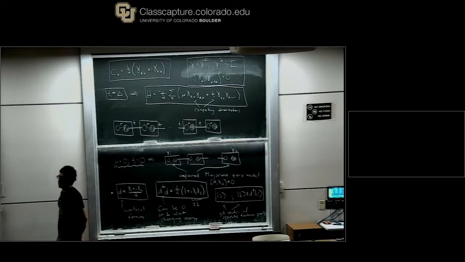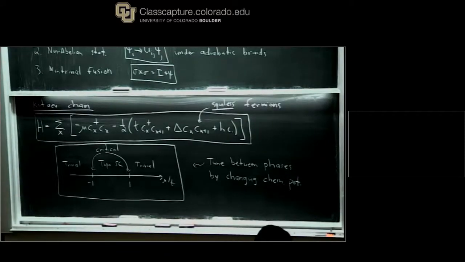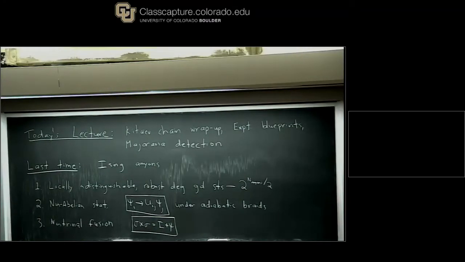So let me start by just reviewing some stuff that we did last time that will be useful for what we do today. At the beginning of last time, I introduced Ising non-abelian anyons in a rather general way. I mentioned that there are three key defining characteristics that those kinds of particles exhibit. First of all, as you start populating them into your system, one gets a space of locally indistinguishable, robust, degenerate ground states that actually grows exponentially with the number of anyons. For Ising anyons, the ground states grow like 2 to the number of anyons divided by 2.